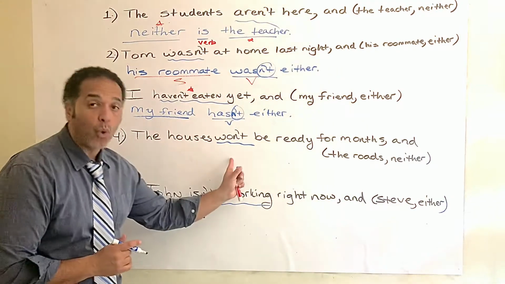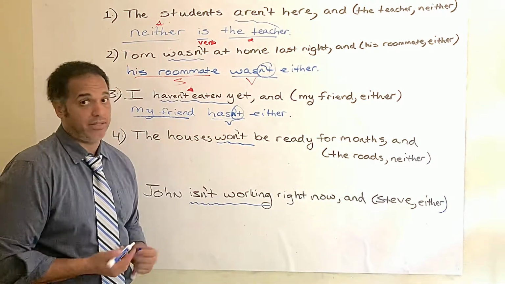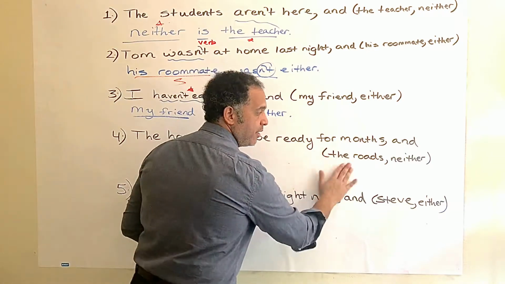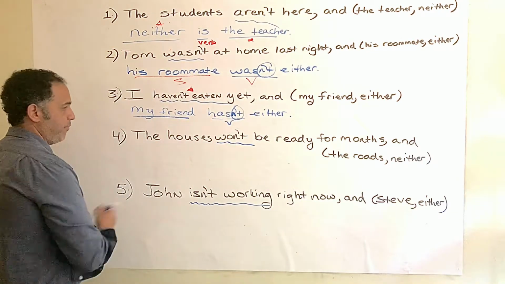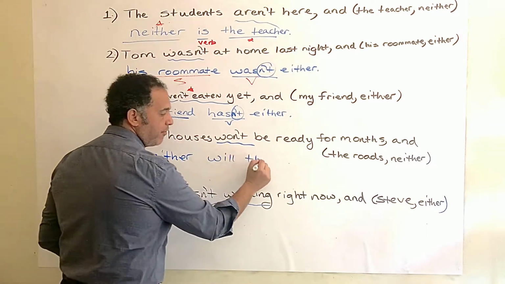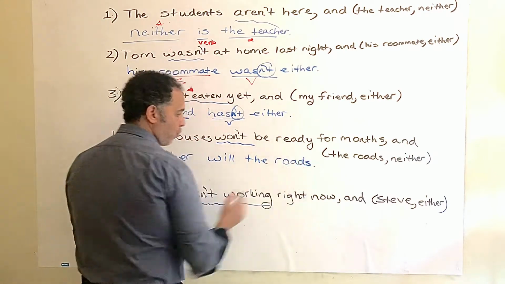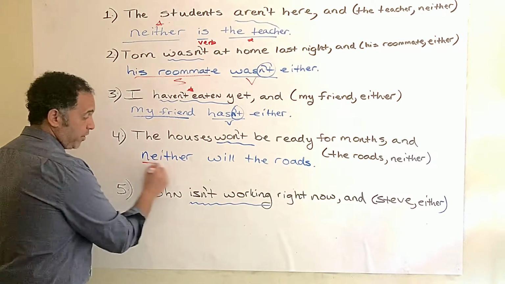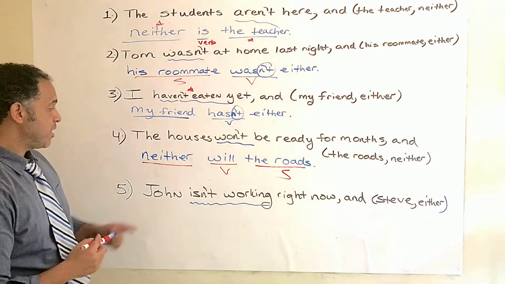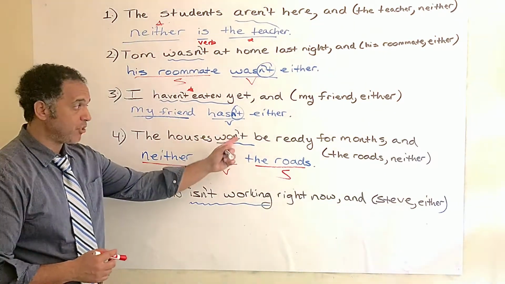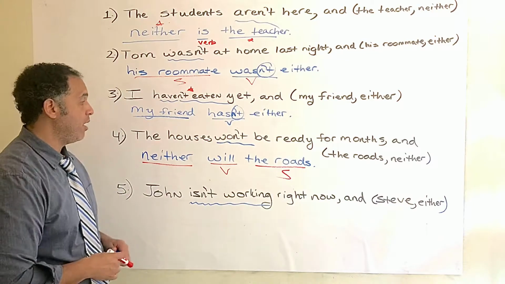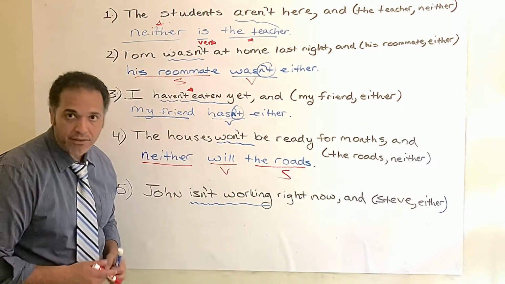The houses won't be ready. Again, this is future tense, but it's fine. We can use it with this grammar as well. The houses won't be ready for months, and I say the roads and neither. So, and neither will the roads. So again, this one we got to start off with neither. Then we have the verb, and then the subject is at the end. Keep in mind, when we use neither, again, just as a reminder, don't put negative. So I don't say neither will not the roads. No, that's wrong. We only say not when we're using either.